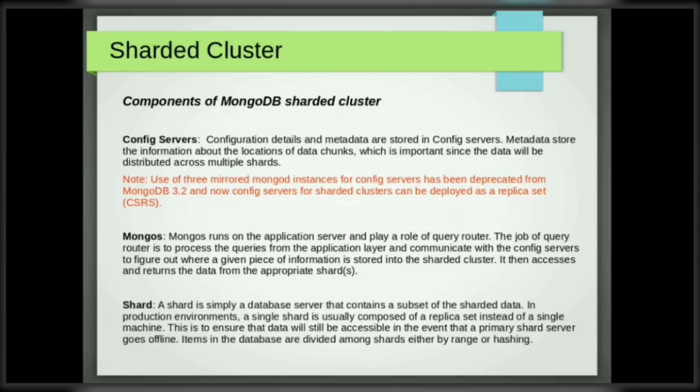And the third component of a MongoDB sharded cluster is the shard. A shard is simply a database server that contains a subset of sharded data. In production environments, a single shard is usually composed of a replica set instead of a single machine. This is to ensure that data will still be accessible in the event that a primary shard server goes offline. Items in the database are divided among shards either by range or hashing.